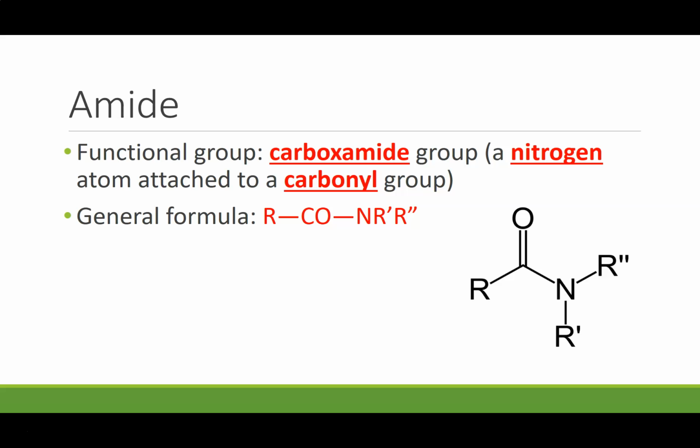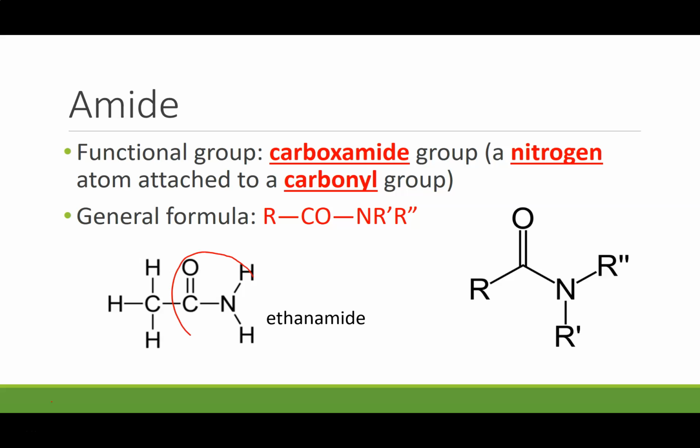And a compound that contains a carboxamide group is classified as an amide. And here we can see an example of an amide. This is ethanamide, and the carboxamide group is right here.